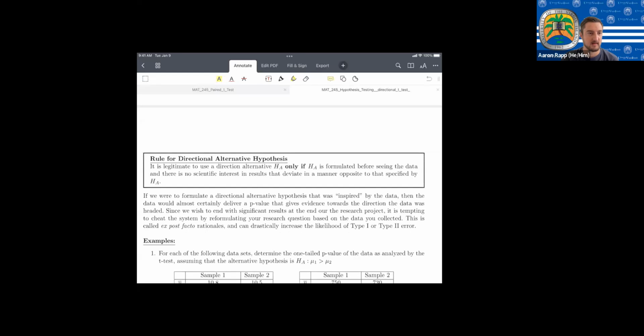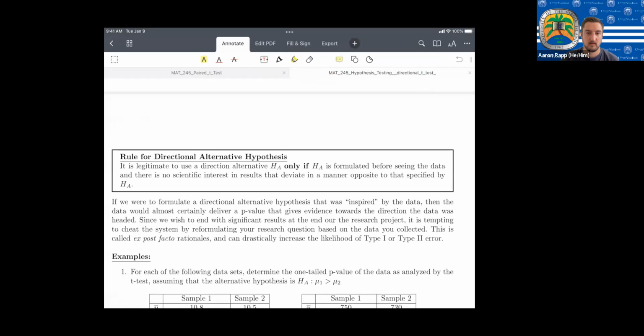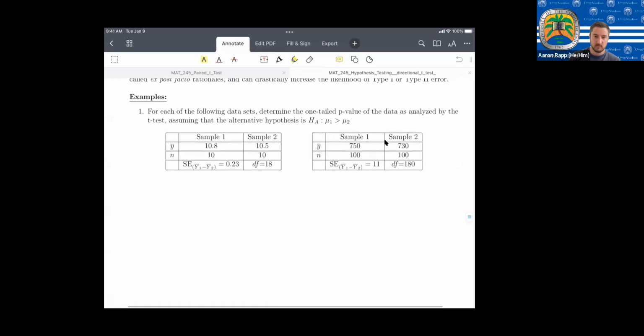Resizing my screen a little bit so I can see both you and the iPad. There we go. All right, so today we're just going to do a couple of examples of doing this formulation. In each of these, we're going to have sample 1 and sample 2. Sample 1 comes from the first population, and the second sample comes from population 2. So we first want to go through the process of conducting this t-test.